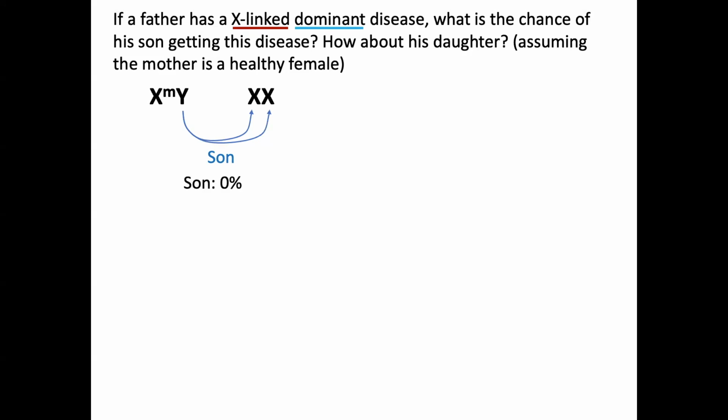But on the other hand, if the couple has a daughter, the father has to contribute his mutated X chromosome. Then the chance of his daughter getting this disease is 100%, if you consider this a dominant inheritance.